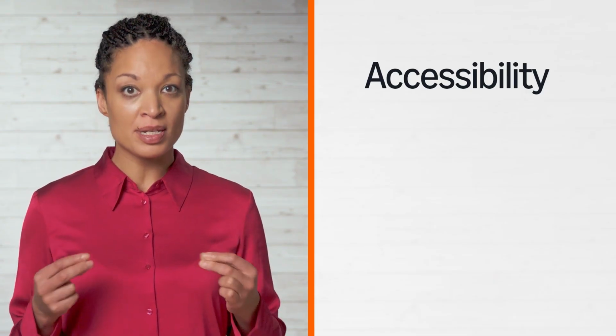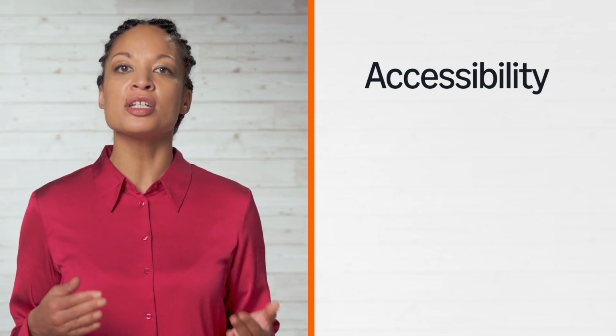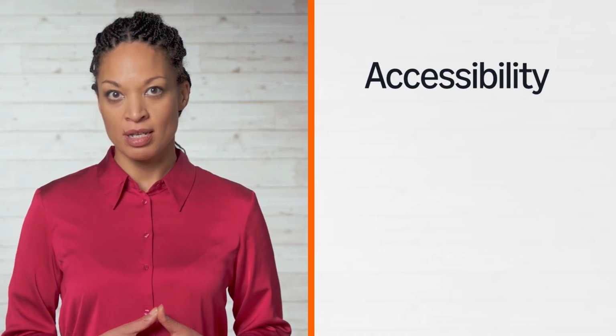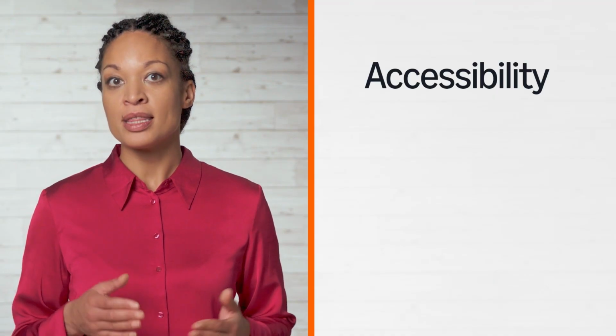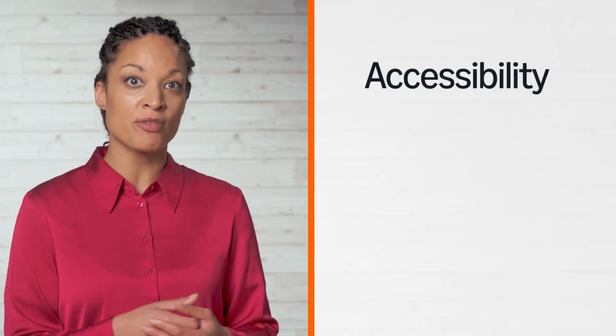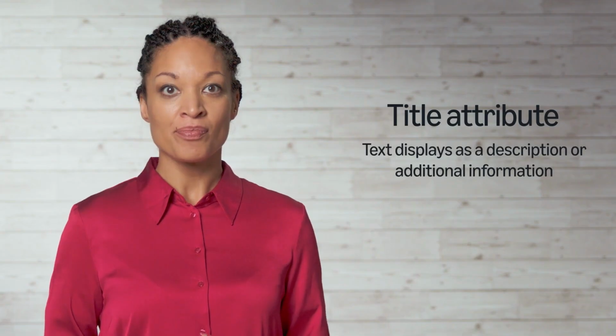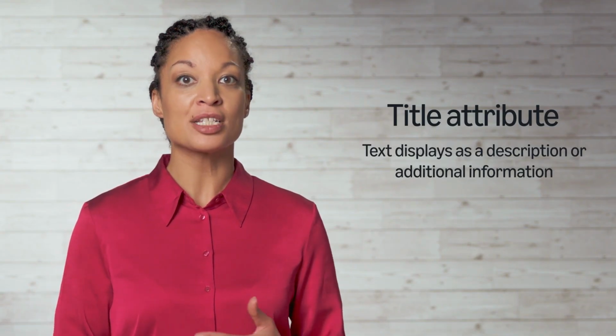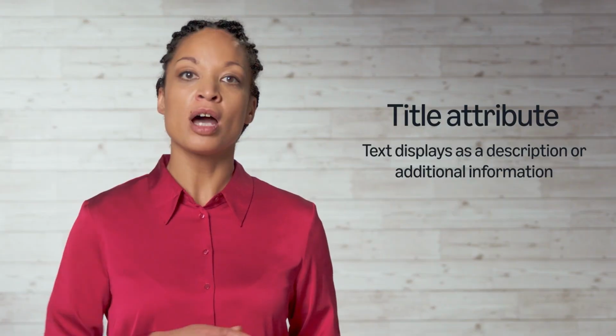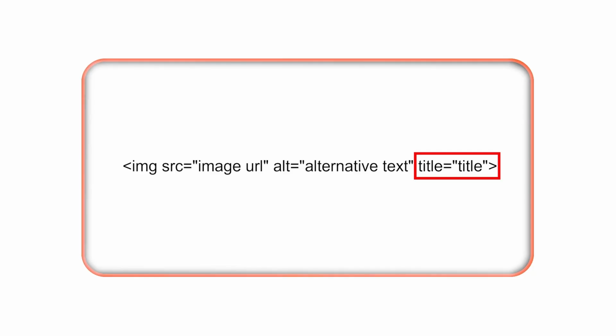As a developer and website designer, you should always remember that images are not accessible to all users. If a user finds an image inaccessible, then the alternative text description provides vital information. The alt attribute can be added to the img tag as alt equals with the alternate text enclosed by quotation marks. Another very useful attribute is the title attribute. It provides text that will be displayed as a description or additional information when hovering over the image. The title attribute can be added to the img tag as title equals quotation mark, title, close quotation mark.